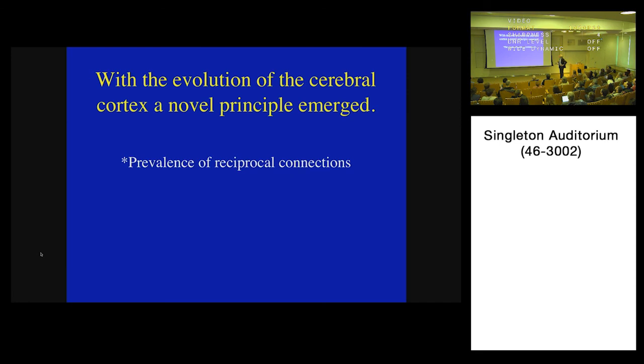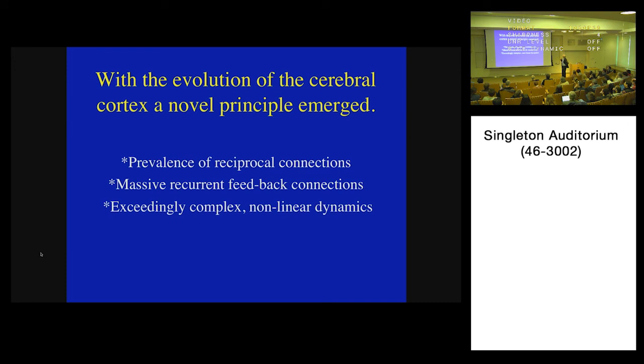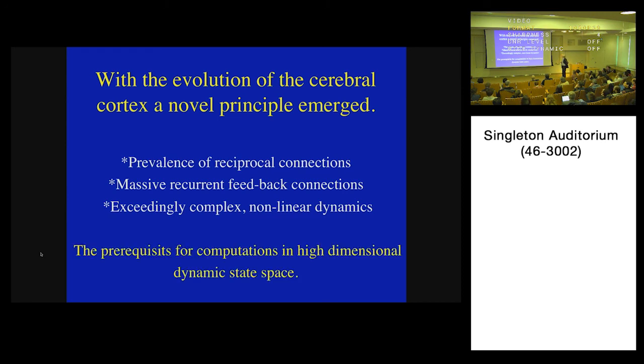Now, let me end with a speculative hypothesis. Seems to me, at least, that with the evolution of the cerebral cortex and the hippocampus, a novel principle of information processing emerged which capitalizes on the prevalence of reciprocal connections and massive recurrent feedback connections, which you don't see in insect nervous systems or in mollusks, except for pattern generator circuits. Much of this is based on the exceedingly complex nonlinear dynamics that such networks exhibit. And this provides the basis for computations in high-dimensional dynamic space. And there are many more possibilities opened by this scenario.